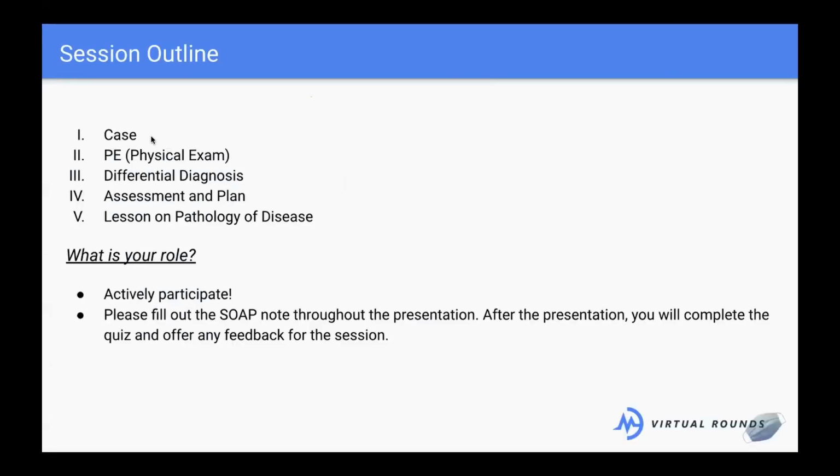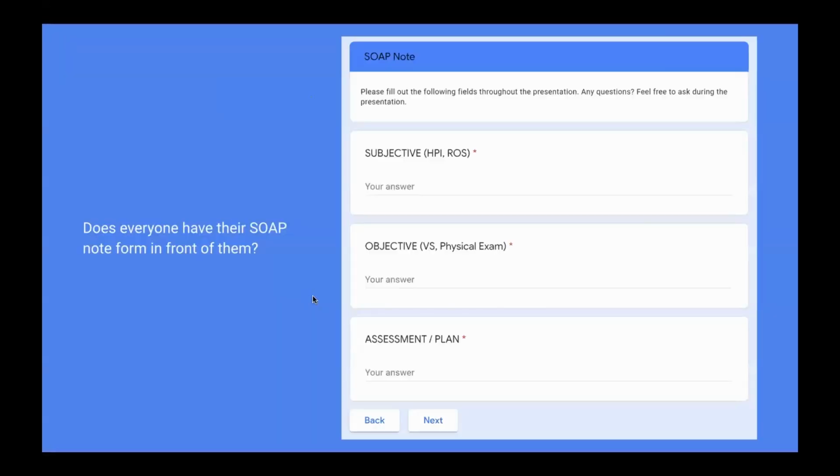So for the session outline, we're going to start with the case, physical exam, differentials, assessment plan. I'm hoping that you guys participate, and I'm hoping that you can fill that SOAP note out as we go. So here's the SOAP note. I like to do a little review before we go through it, because I feel like sometimes people don't really know what we're putting in each of these sections.